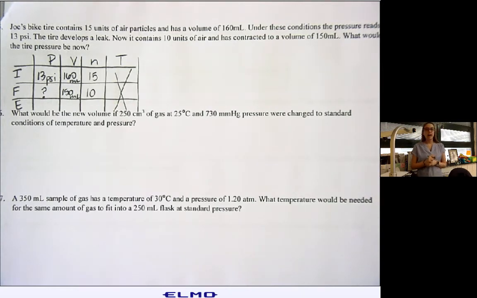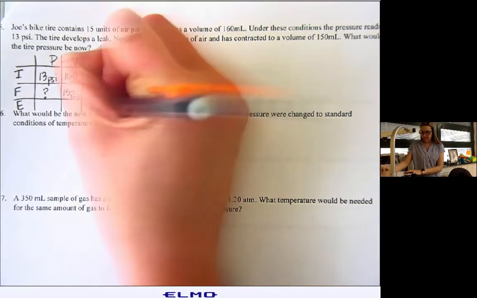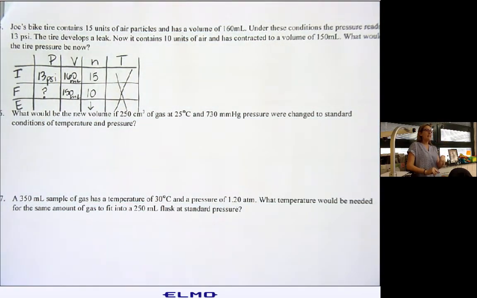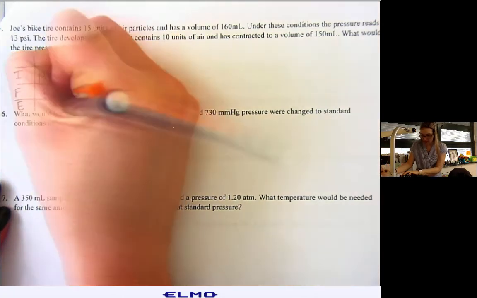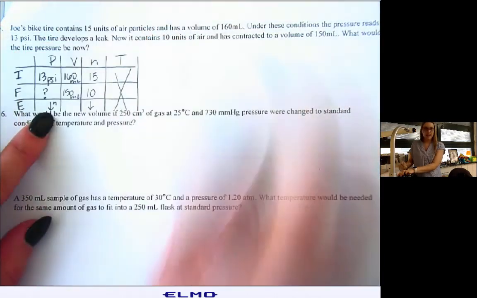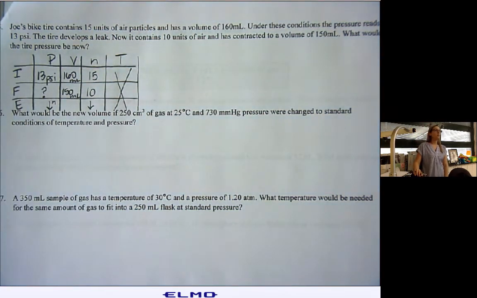So let's look at N first. Number of particles went down. If the number of particles goes down, what would that do to pressure? Go down. Less particles, less collisions. So now, in the effect, I'm going to go down with a little n next to it. So pressure should go down due to the number of particles.